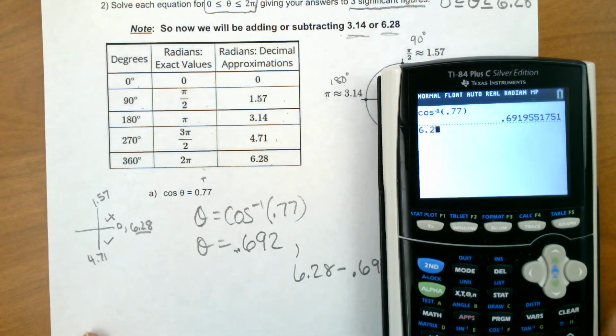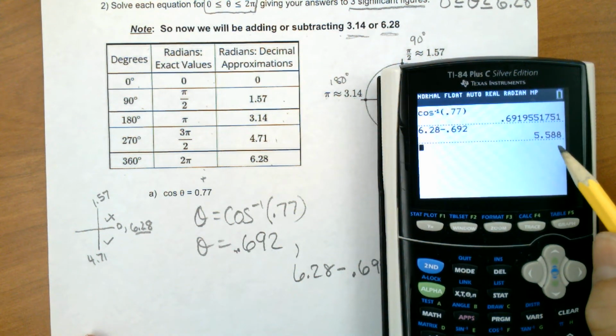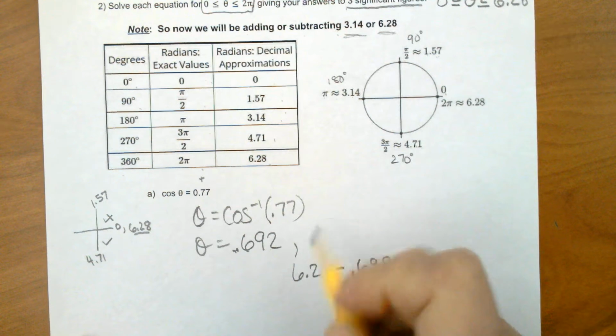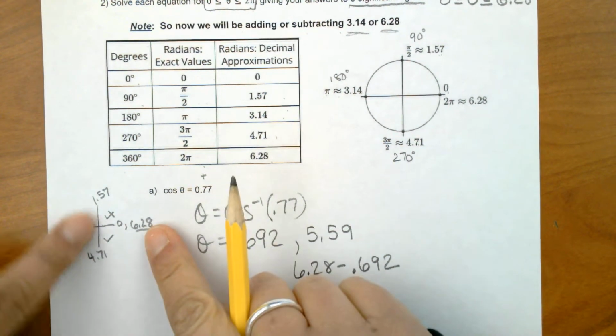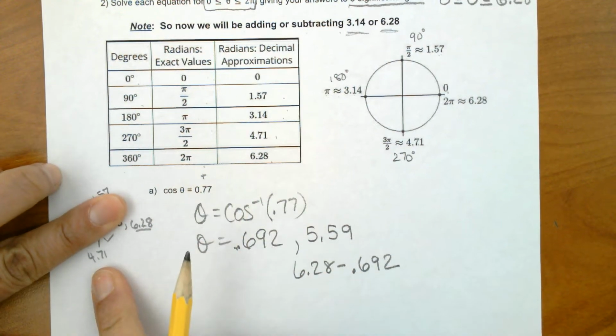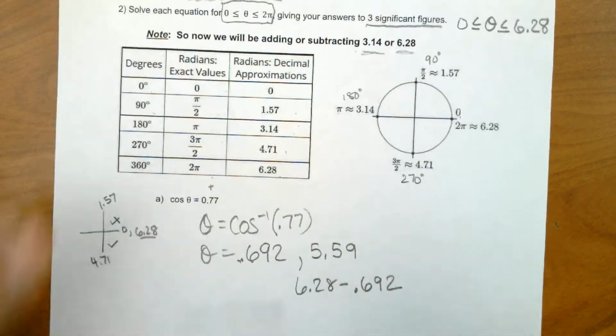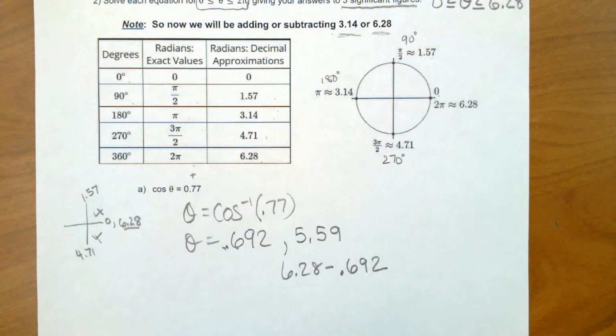So 6.28 minus 0.692 gives us 5.588. So I'm just going to round that to 5.59, everybody. And that is between 4.71 and 6.28. So that is in between there. So I'm good with those.